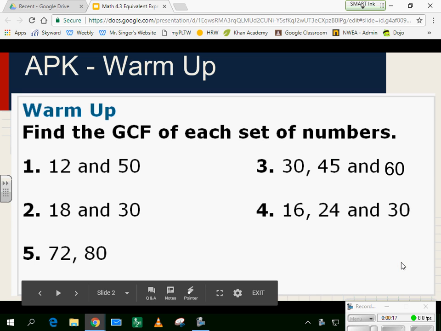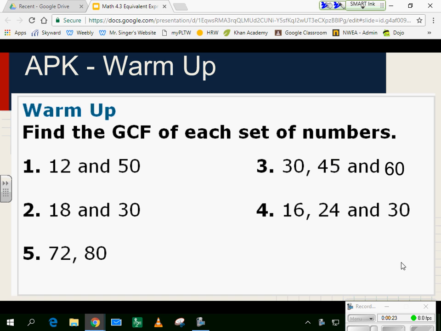Here's your warm-up today. I have 5 different scenarios where you just have to find the greatest common factor. Use one of the 2 methods that I taught you in the last lesson, and let's see how you do.